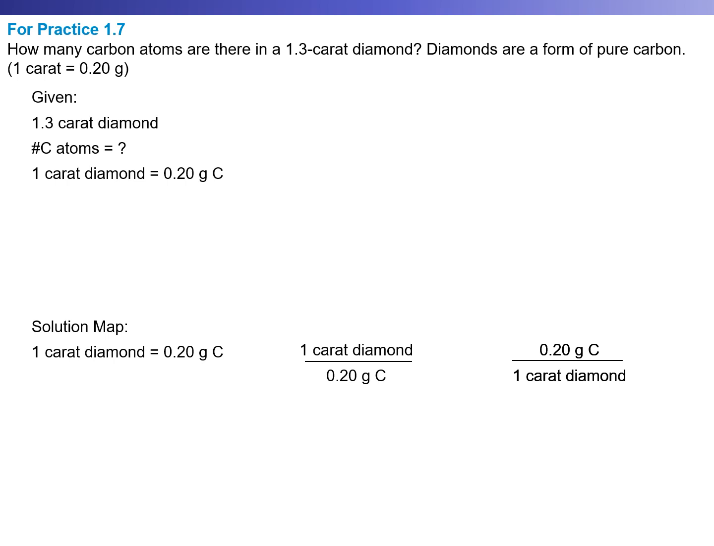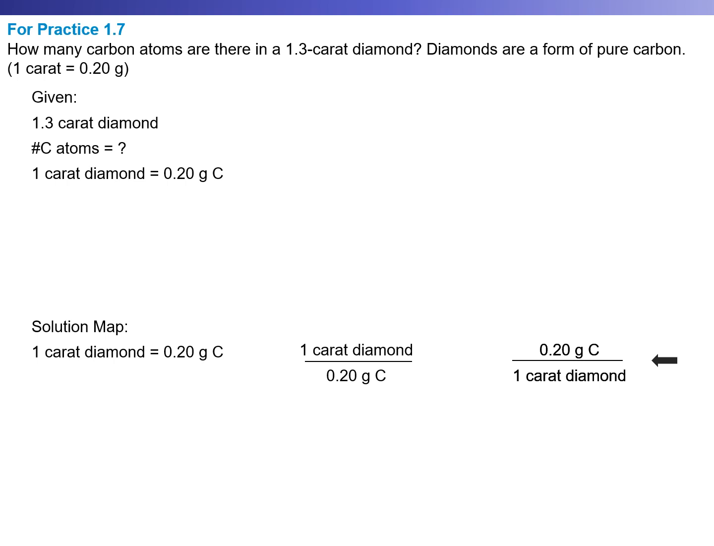Now, our given value is in carats, and we want to eliminate carats in this first step. Regardless of what units we get ultimately in this first step, we know that we need to get rid of carats. So we need to pick the conversion factor that puts the carats in the denominator, and that's going to be this conversion factor right here.